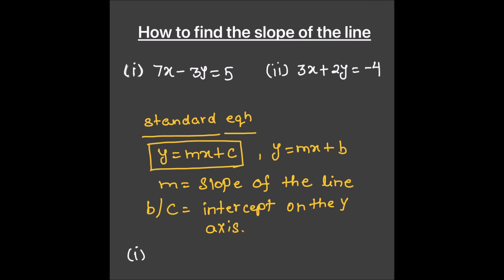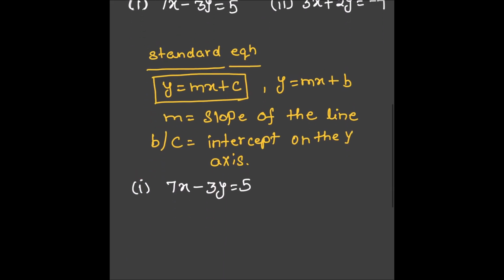Let's find the slope for the first one. The first equation is 7x minus 3y equals 5. First we'll change this equation into the y equals mx plus c form. So we'll leave only the y variable here and we'll transpose all the other variables to the right hand side of the equation. So here we'll have minus 3y equals 5, and this 7x will be transposed to the right hand side and will be minus 7x. We need only the y variable on the left hand side, so we'll divide both sides of the equation by negative 3.